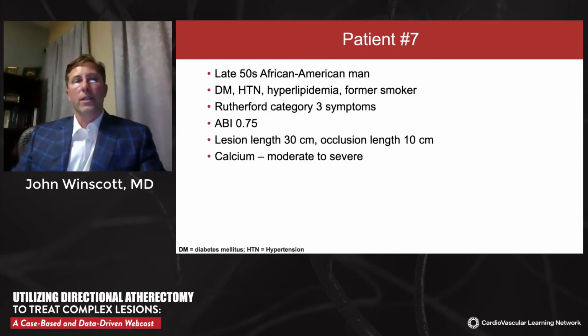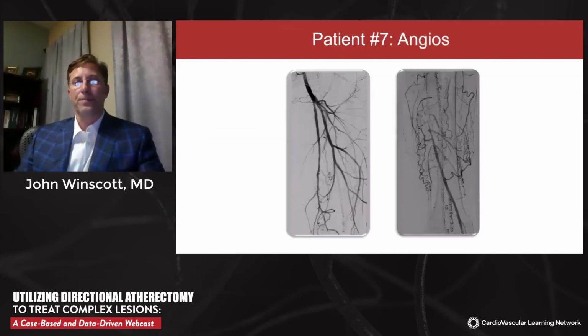So our first patient is an African-American man in his late 50s with multiple risk factors. He came to me with lifestyle limiting claudication, Rutherford 3, with abnormal ABIs. His lesion length is 30 centimeters. The occlusion length is 10 centimeters, and we categorize his calcium as moderate to severe.